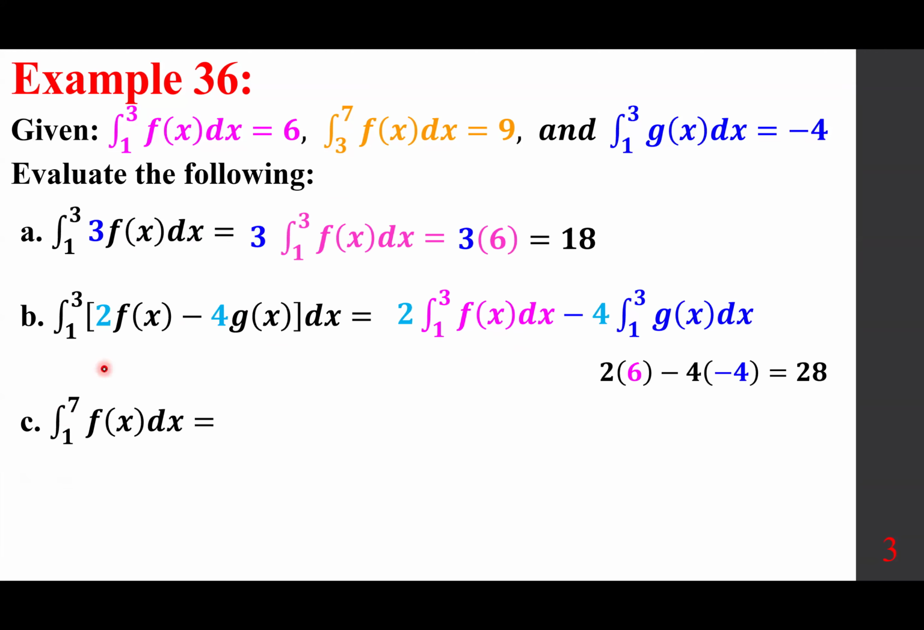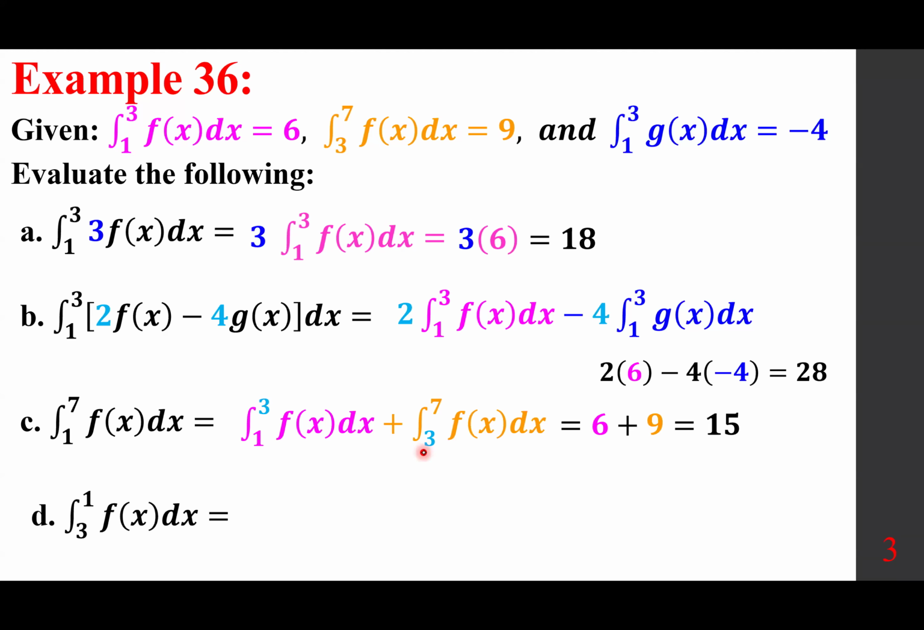The integral of 1 to 7 f of x dx is the same as 1 to 3 plus 3 to 7. Notice those are in common. And so you add up and you come up with 50. What about 3 to 1? By the theorem, it is the negative of the integral from 1 to 3 of f of x dx. So whatever this number is, negate that, and -6 is the final answer.